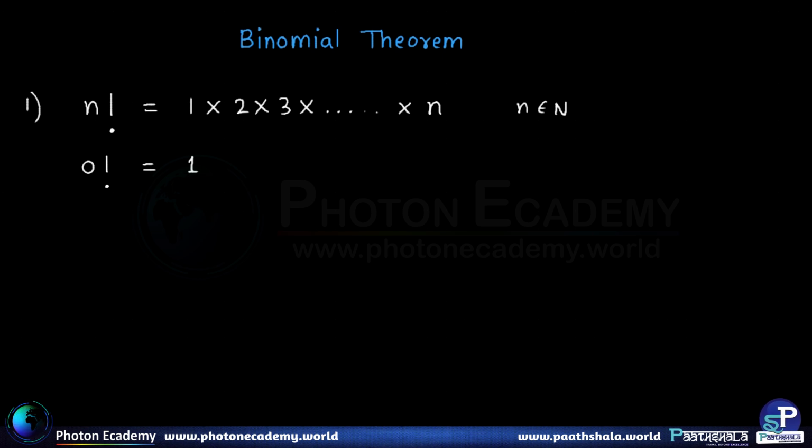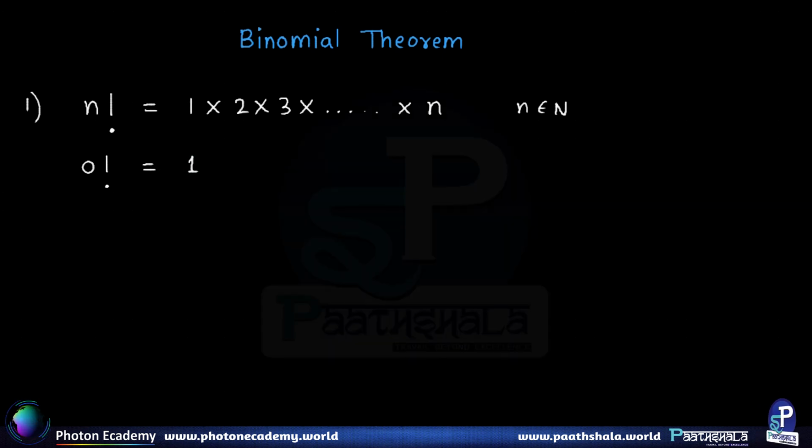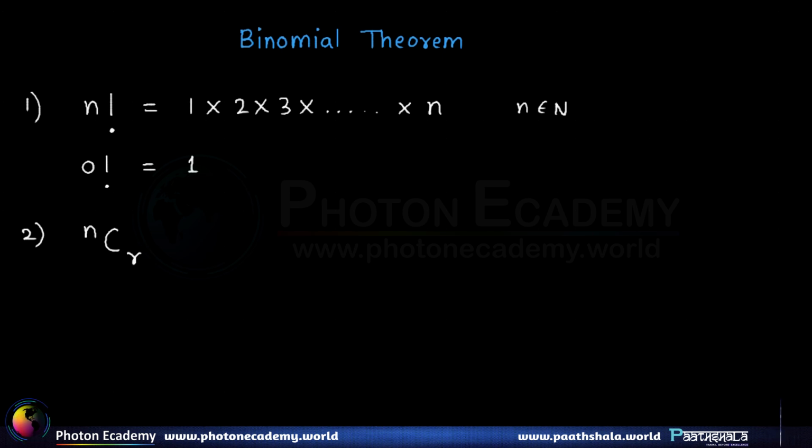Now after this we have to quickly recollect the formula for nCr, which stands for the number of ways in which we can choose or select r objects out of n objects. So this also you must have done in the topic of combinations, and as per the formula, nCr is given as n factorial divided by r factorial into (n minus r) the whole factorial.